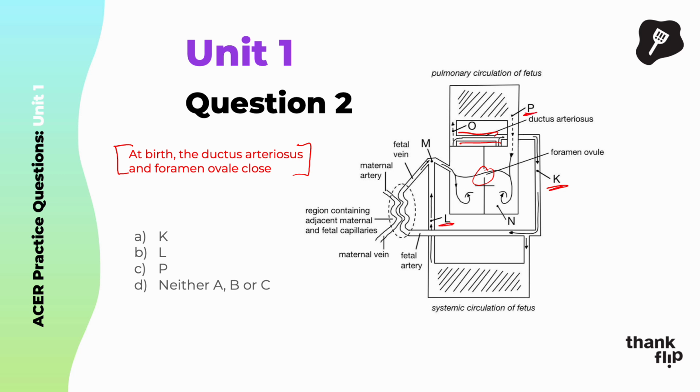So I'm going to start off with P this time. P is right after the pulmonary circulation, and so it's not going to really change much. You're still going to have the same amount of oxygenation before and after birth.